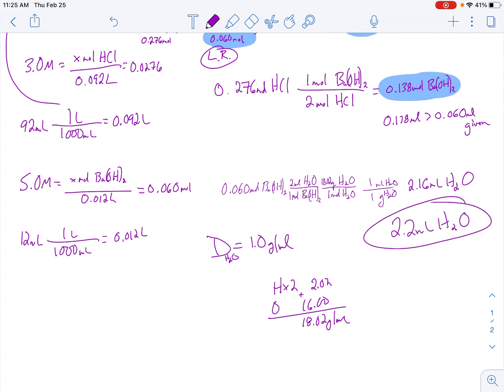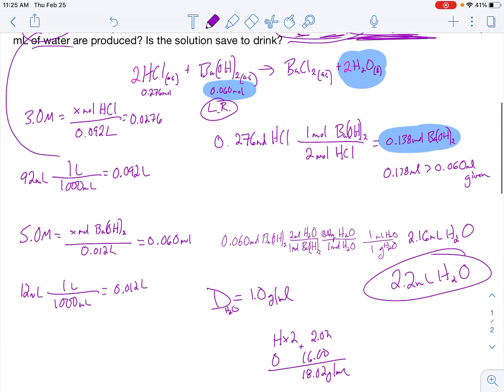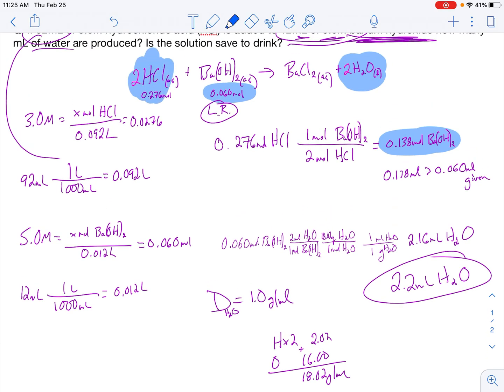Is it safe to drink? The answer right away is no, but also no because I'm going to have excess hydrochloric acid in that solution. Yeah, I made some water, that's great, but I still have a whole bunch of HCl left over. So even though this is a neutralization reaction, what you're really neutralizing is the base. There's still some excess acid, so don't drink it.